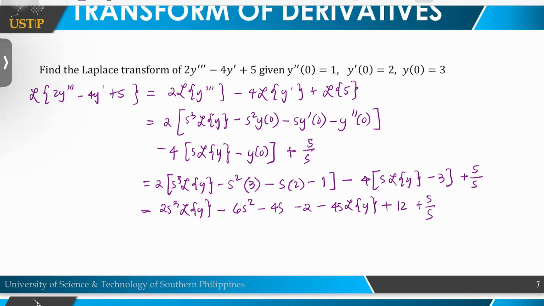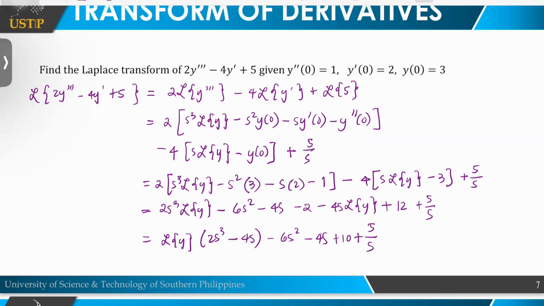Okay, ato ra gihapon i-factor out ang Laplace transform of y, class. And that leaves us with 2s cubed minus 4s. And simplifying, combining like terms, we have, wala tayong s squared, no? We have 6s squared. And then minus 4s. We have negative 2 plus 12. That is plus 10. And then plus 5 over s.